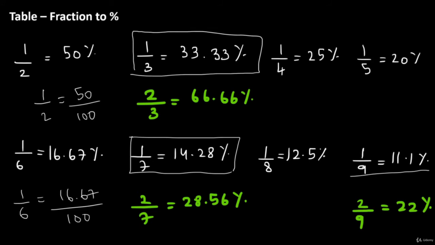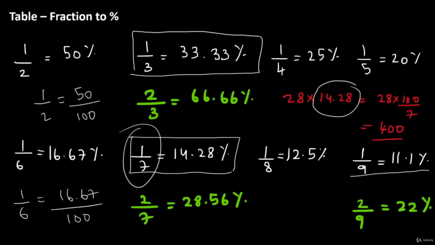Now one more important thing which you can note is that if you know these very well, you can even do some multiplications in a very fast manner. Let me quickly demonstrate that to you. For example, if you're trying to find out 28 into 14.28, and if you know that 14.28 is the percentage equivalent of 1 by 7, right? So then you can replace this sum as 28 into 100 by 7, right? Because you know that 14.28 by 100 is equal to 1 by 7. So 14.28 would be 100 by 7. So I am replacing 14.28 with 100 by 7.